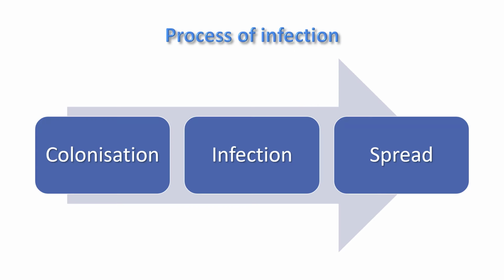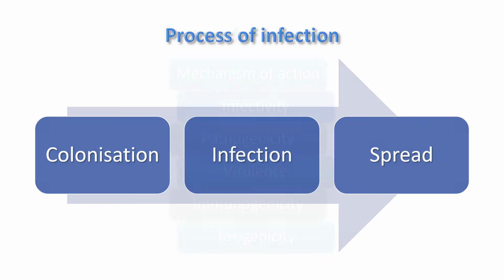The process of infection starts by colonization, which means these microorganisms somehow gain entry into our body and they colonize a part of the body. From there, they establish themselves and they cause a local infection. Now, in order to prevent this, our immune system and inflammatory response will come into play and try to limit the spread of this infection. But if the immune system and inflammatory response fails, the infection can spread to other parts of the body.